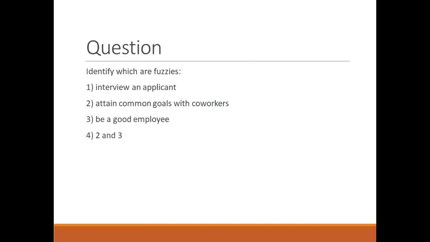So Dr. Rogers and Heike mentioned answering in the Q&A box. So this is our first question. I want you to identify which of these answers are fuzzies. Number 1, interview an applicant. Number 2, attain common goals with coworkers. 3, be a good employee. Or 4, numbers 2 and 3.